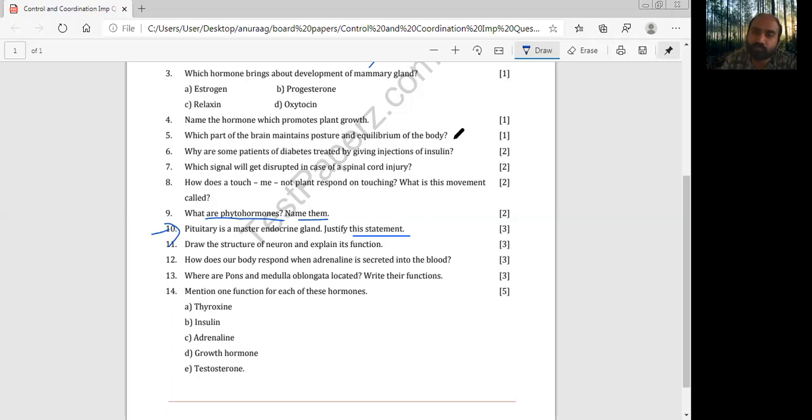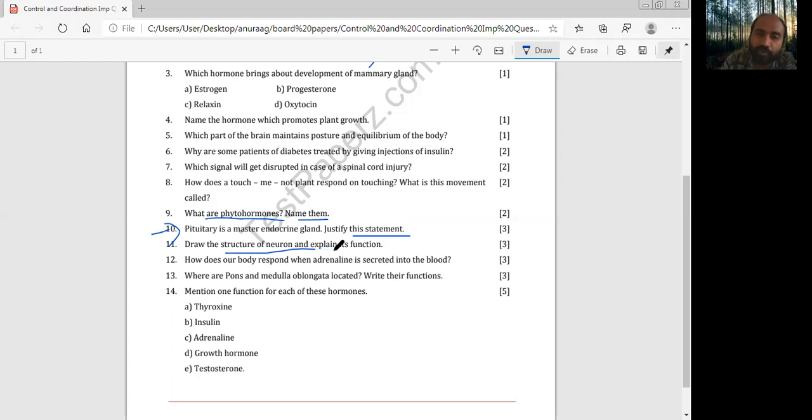Easy. Now it is asked for 3 marks, so you need to answer for 3 marks. You have to mention the hormones involved. You have to give 3 examples of the hormones, and how they are activating other glands. Okay, the location of the pituitary, how the pituitary itself is getting activated. All these things you can include there.